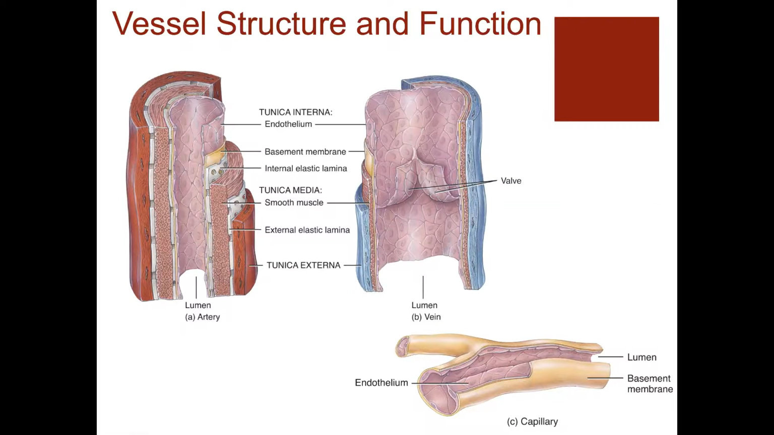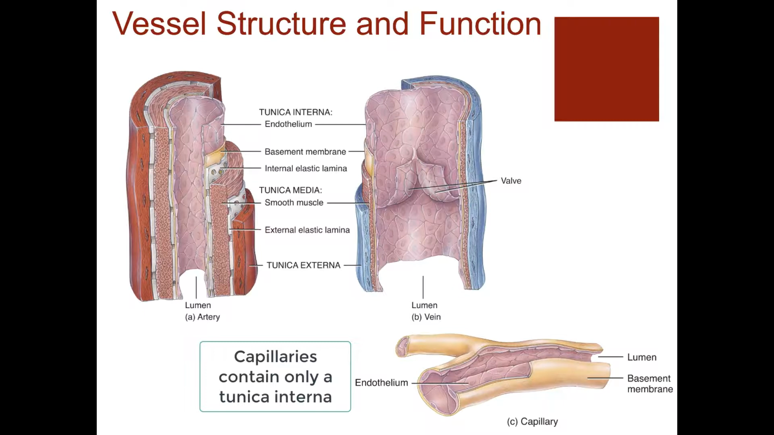Recall that capillaries are a unique type of blood vessel that allow for the exchange of gases and other substances across the blood vessel walls. It is because of this function that capillaries have a unique anatomy associated with them. In essence, they have only a tunica interna, which is comprised principally of just an endothelium and basement membrane. This facilitates the exchange of these substances across the blood vessel walls.